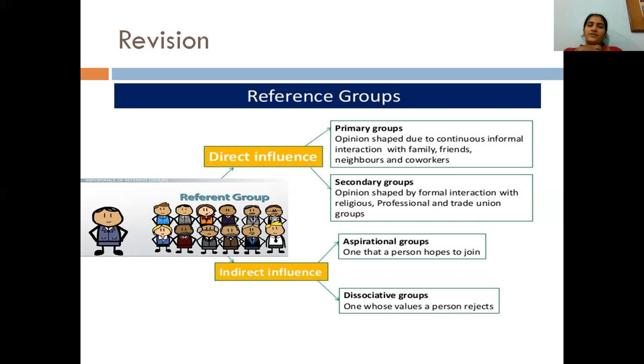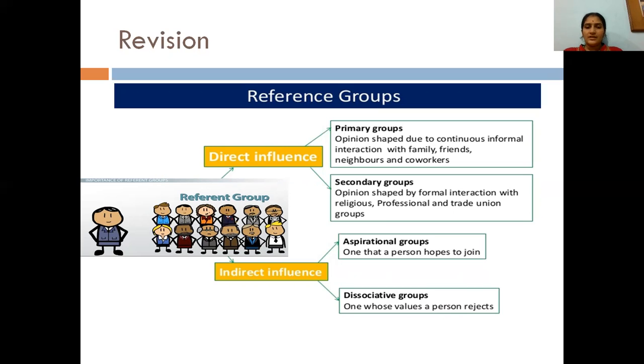Then we have indirect influence. Indirect influences are aspirational groups, which do not influence directly, but play an important role. These are groups that a person hopes to join, whom we admire and want to become. For example, if I am good at cricket and admire a personality in cricket, I want to play with them. So I want to join the team where my admired person is playing. That is what aspirational groups are.